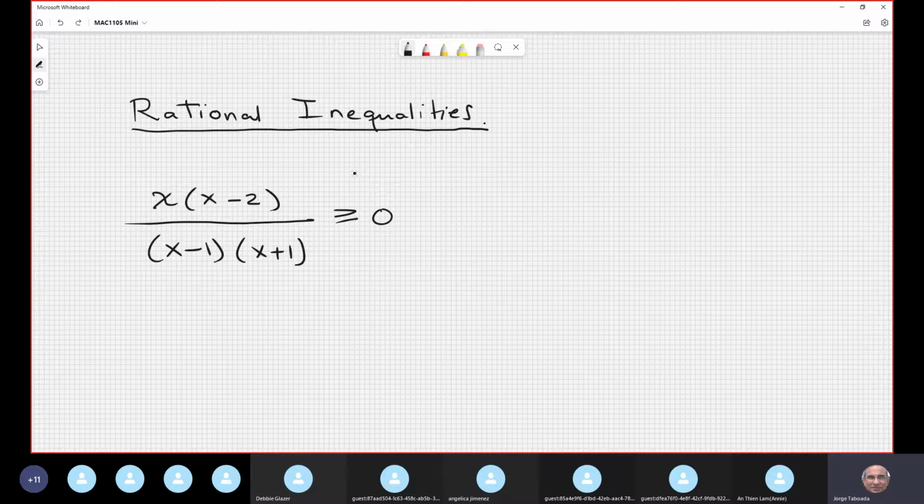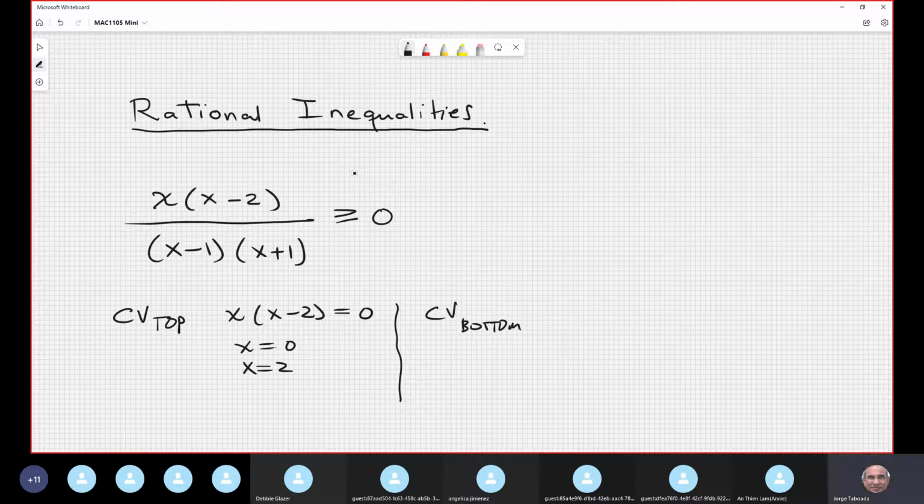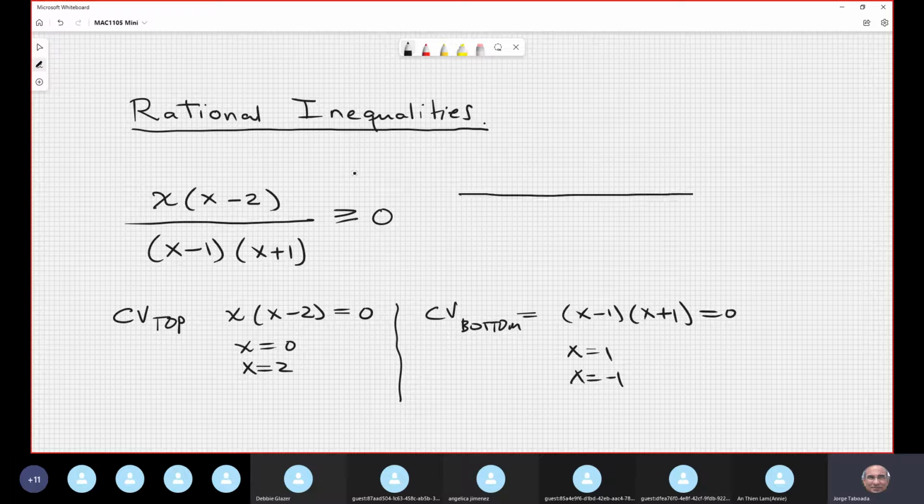In this case, easy. So now I immediately determine the critical values. The critical value on the top is x minus 2 equals 0, so x equals 2. Likewise, the critical values in the bottom are x minus 1, x plus 1 equal to 0, so x equals 1 and x equals negative 1. And using these four critical values, we are doing the famous partition of the whole real number line.